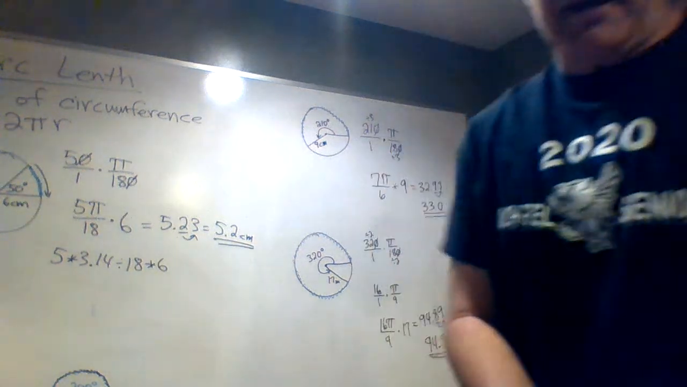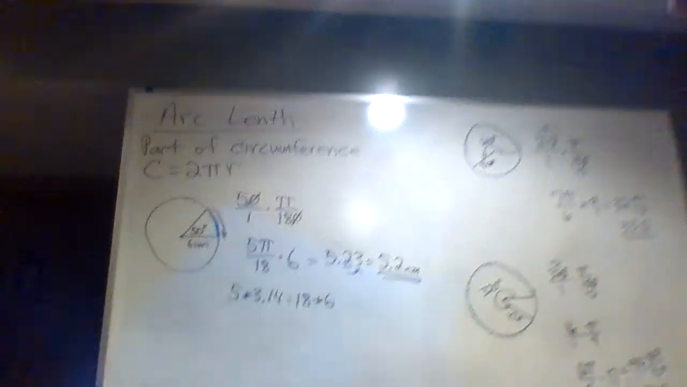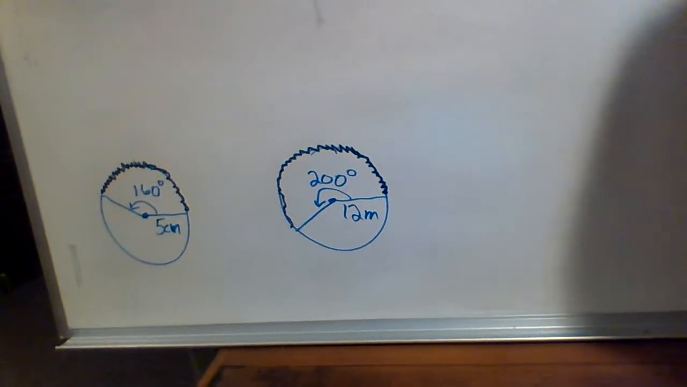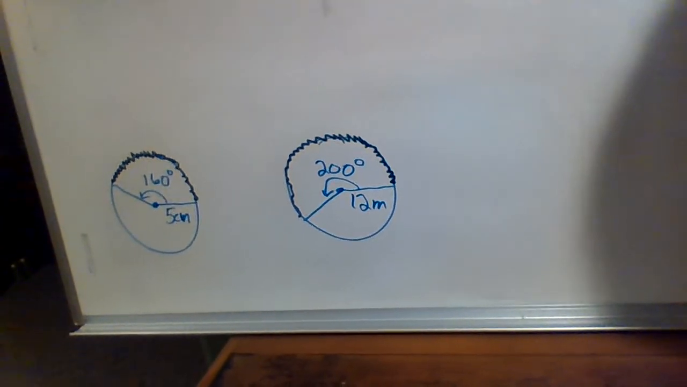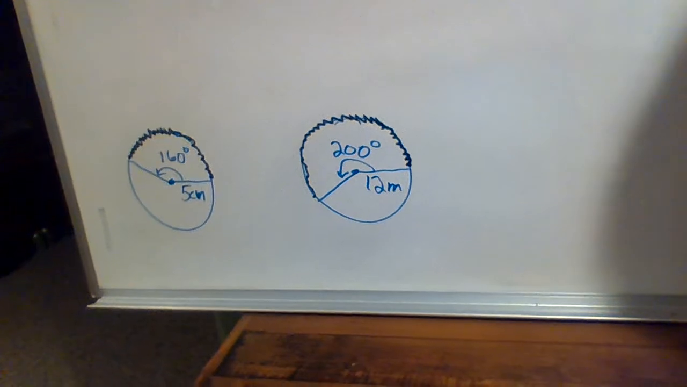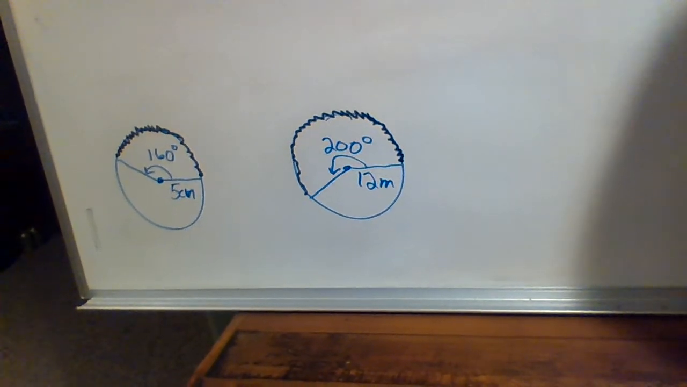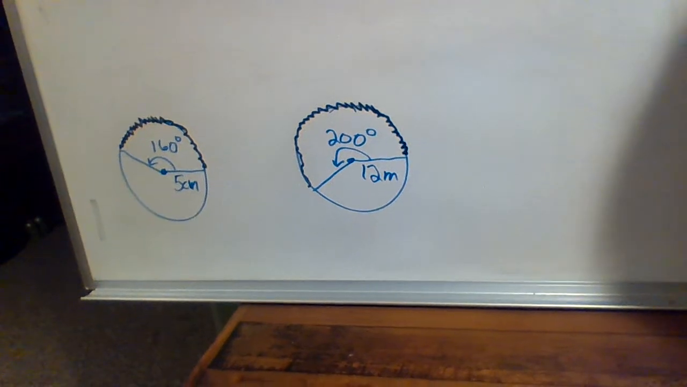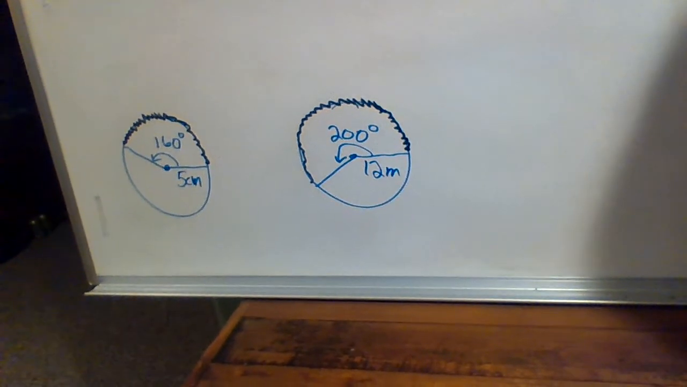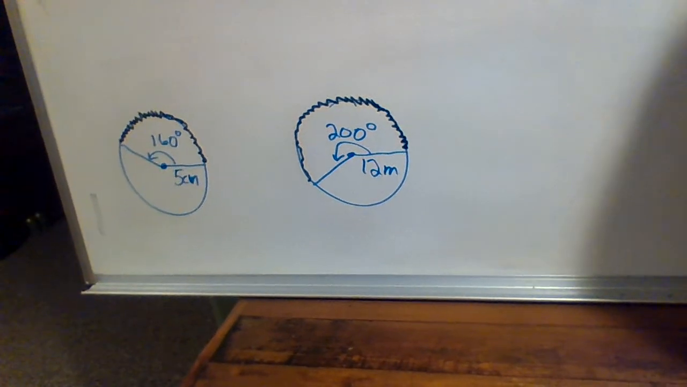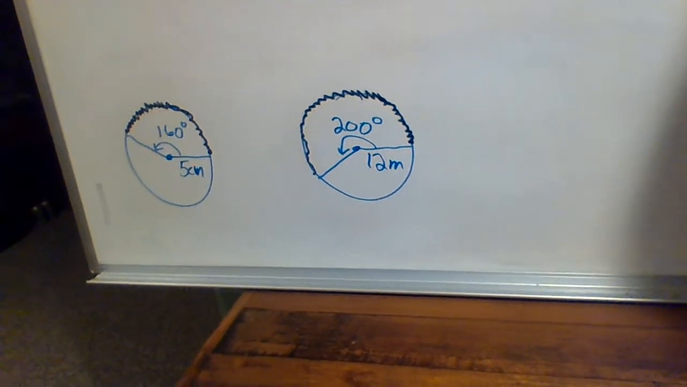Now, just take a look here, do your best. I don't want to get the shadow in there. Hopefully you can see all those numbers. We have 160 degrees and a 5 centimeter radius. The other one is 200 degrees and a 12 meter radius. So go ahead and find the arc length, like we were just doing, for those two, and stick them into the journal entry.